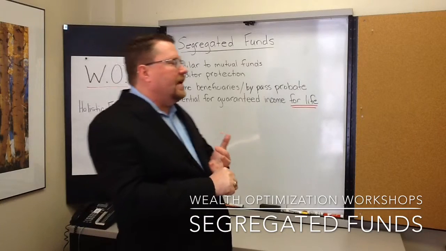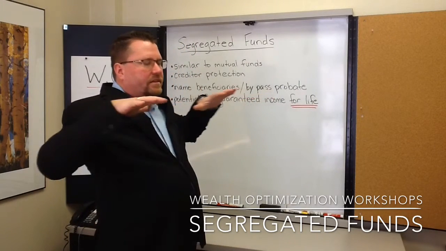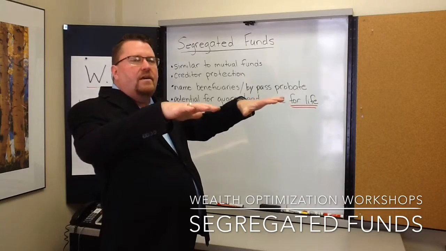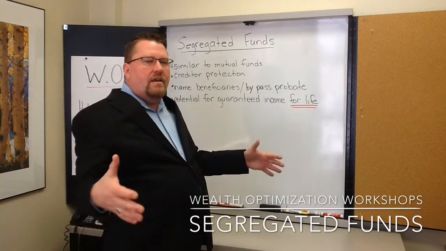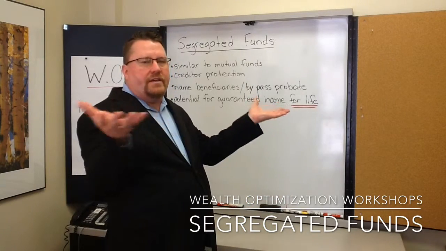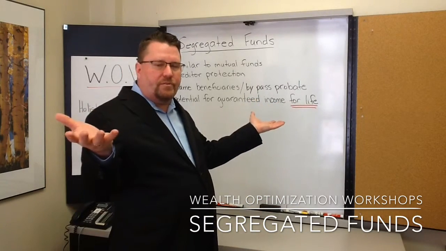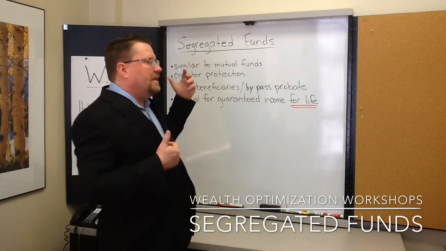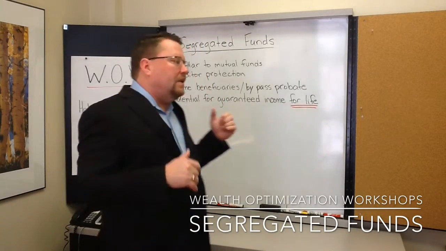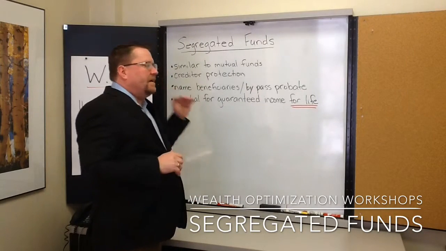You're going to have death guarantees, for example, that you could have a 100% death guarantee in your segregated fund, meaning if you passed away and the market value was down at the time, the company is obligated to return 100% of your principal. Those are typically estate-focused segregated funds.